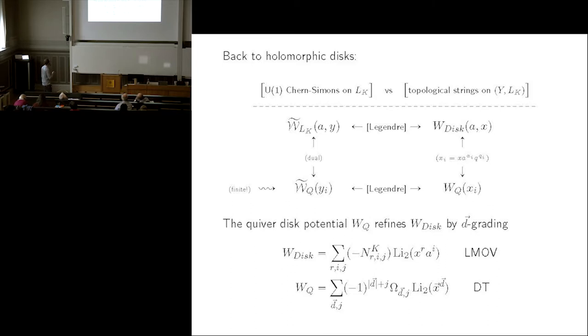Quite concretely, the Gromov-Witten disk potential is a sum of dilogarithms. Each of these can be thought of as a holomorphic disk with some integral coefficients that go by the name of LMOV invariants. In the case of the quiver disk potential, you have a similar sum, but the coefficients are these motivic Donaldson-Thomas invariants arising from quiver representation theory, and the difference between these two sums is in the grading. Here you have a more refined grading due to the dimension vector. And once you specialize these x variables back to x and a, you go back to the Gromov-Witten disk potential.